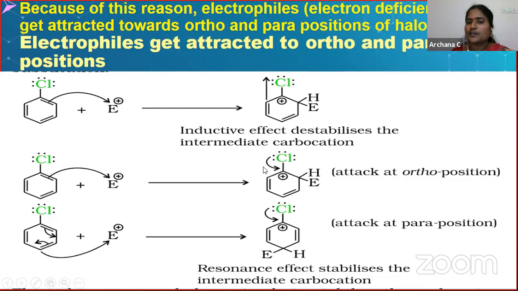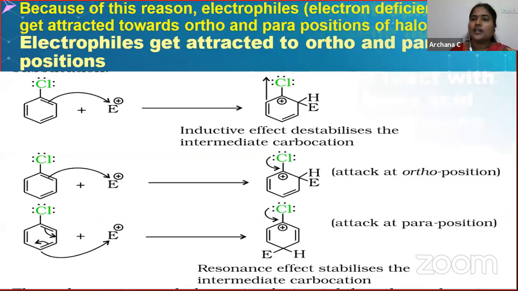See here how the resonance takes place. Whenever the lone pair of electrons present on this halogen participates, it undergoes conjugation with the pi electrons of the benzene ring. When they are undergoing conjugation, resonance structures are possible. Due to this resonance effect, it stabilizes the intermediate carbocation. So like this, the mechanism is involved in haloarenes electrophilic substitution reactions.